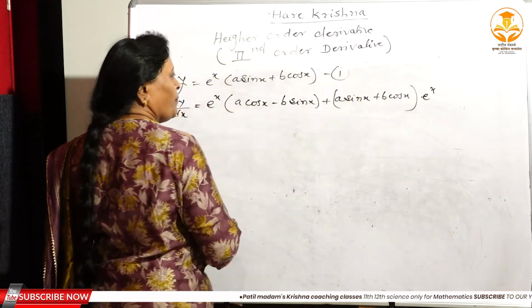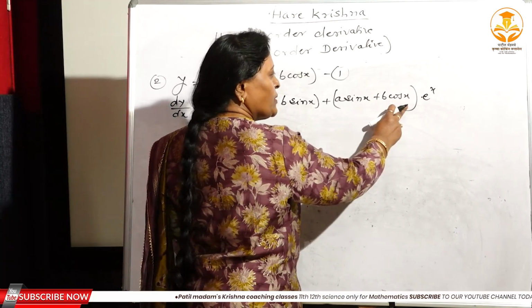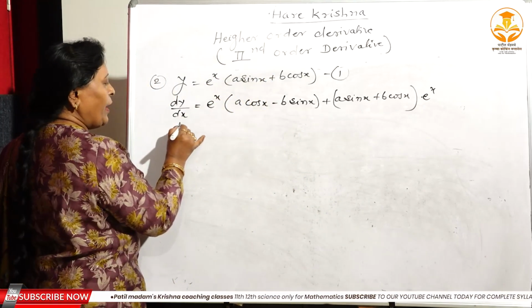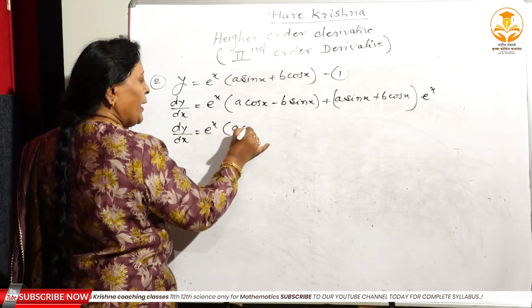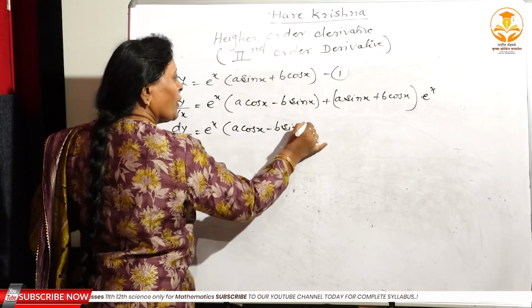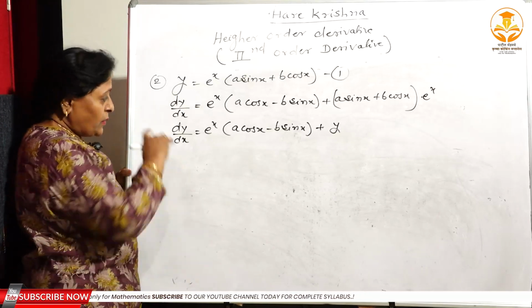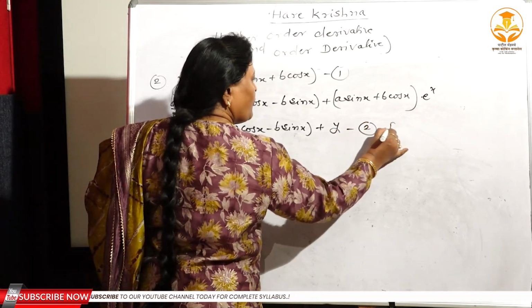This is number 2. Again you can substitute the value a sin x plus b cos x into e to the power x. It is nothing but your y. Therefore dy by dx is e raised to x into a cos x minus b sin x plus y. This is nothing but your y, isn't it? So again differentiate, and this is second, and this is from your first.